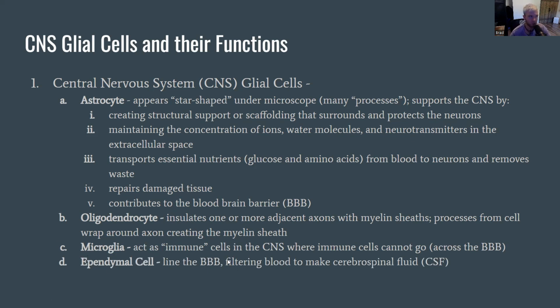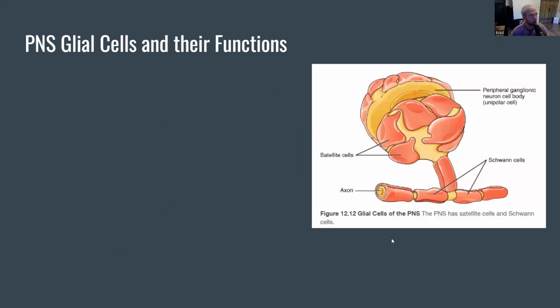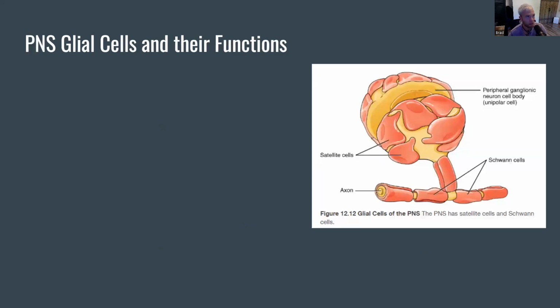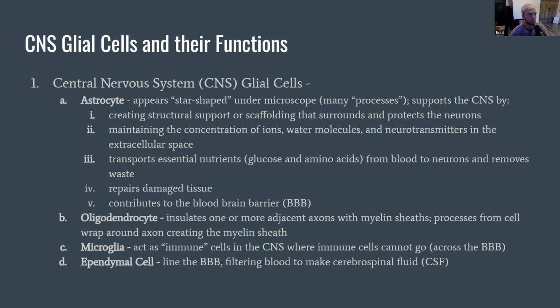And then you have the ependymal cells. They're specialized cells, like endothelial cells, lining the blood-brain barrier, and they're producing the cerebral spinal fluid and filtering it. So they're filtering the blood to make the cerebral spinal fluid. That's all you really need to know about those for now, and we'll talk about them more probably when we get to module 4. But those are the four main glial cells of the central nervous system. And then in the peripheral nervous system, I don't think I had a picture here.